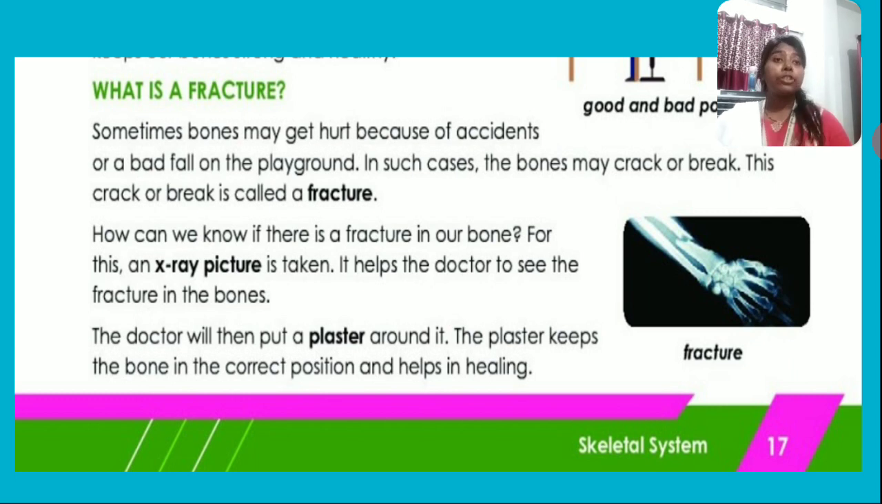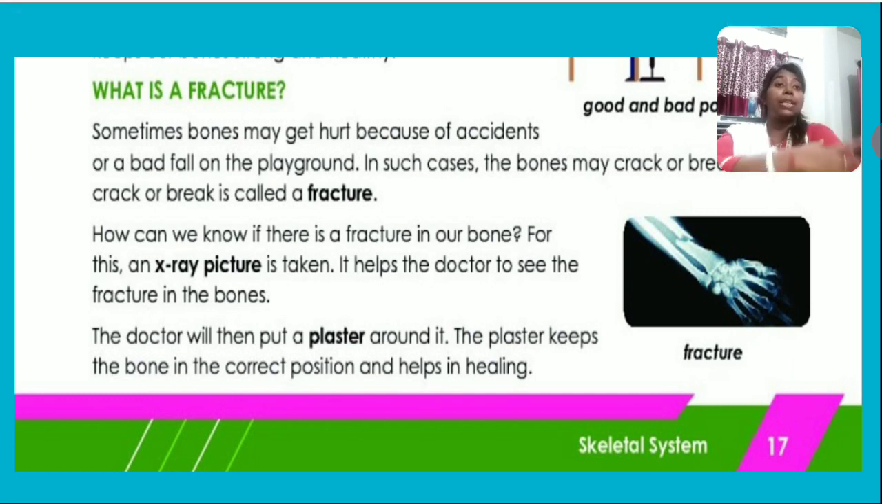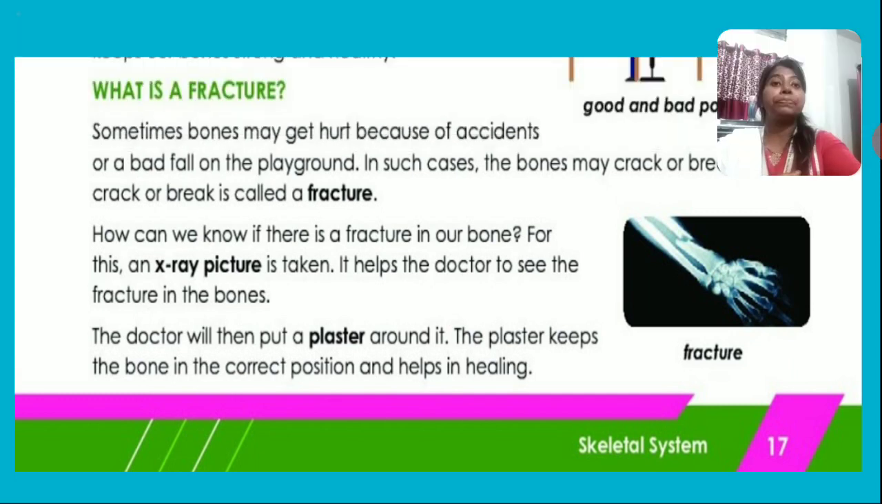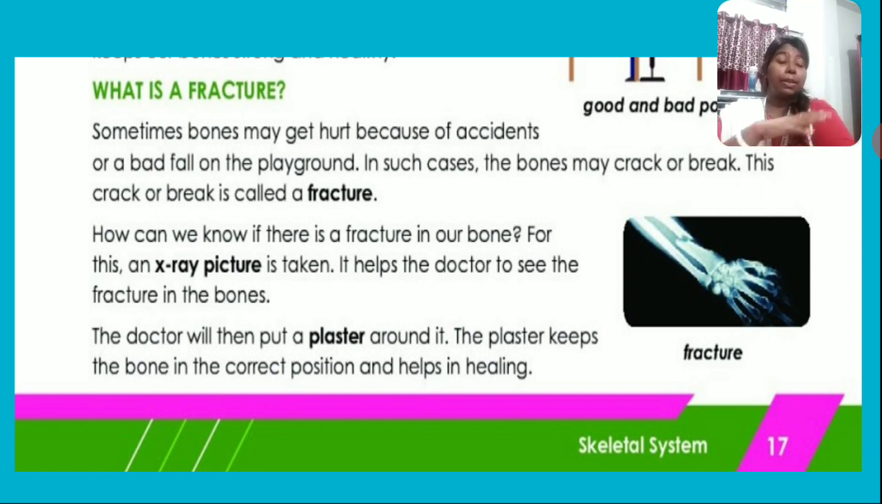After that, you will see there is a plaster. You can see the plaster. It is a type of white color bandage. When we get a fracture, a white color bandage is placed on the part where you got the injury. Yes or no? So that is the plaster.